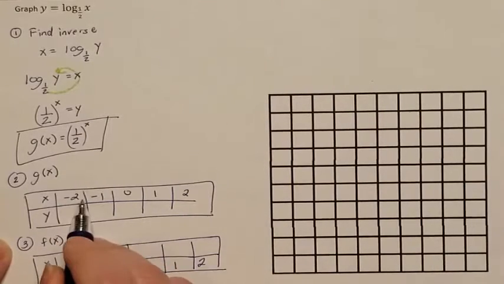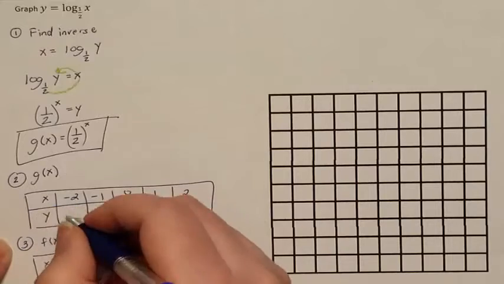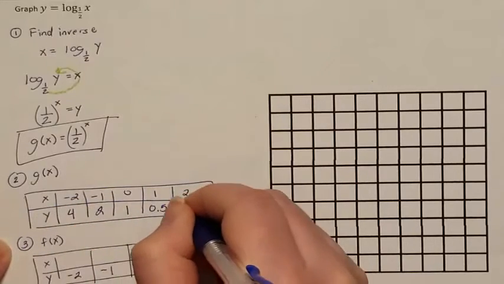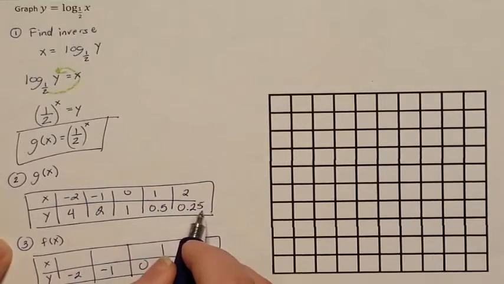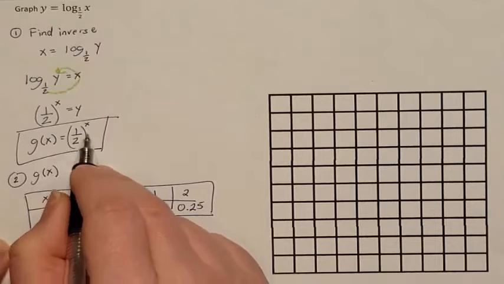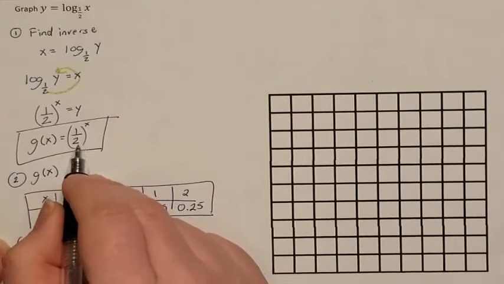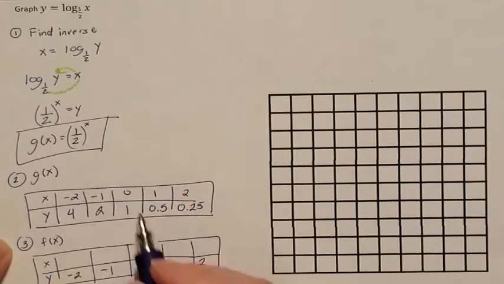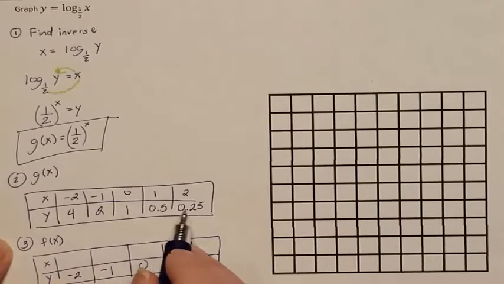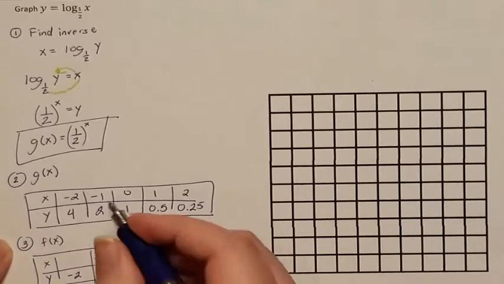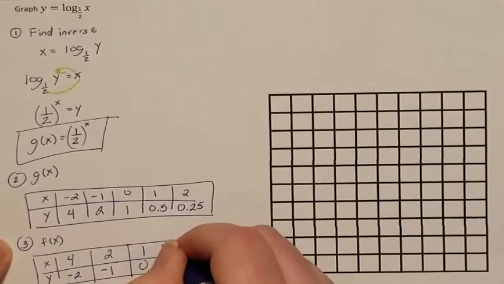So plugging these values into the g function, I end up getting these. If you did not get these y values, that means you did not put the entire 1/2 in parentheses. It means you were only doing the 1. The entire fraction is raised to that exponent, not just the 1. If these are the y values, then that means they are the f's x values.